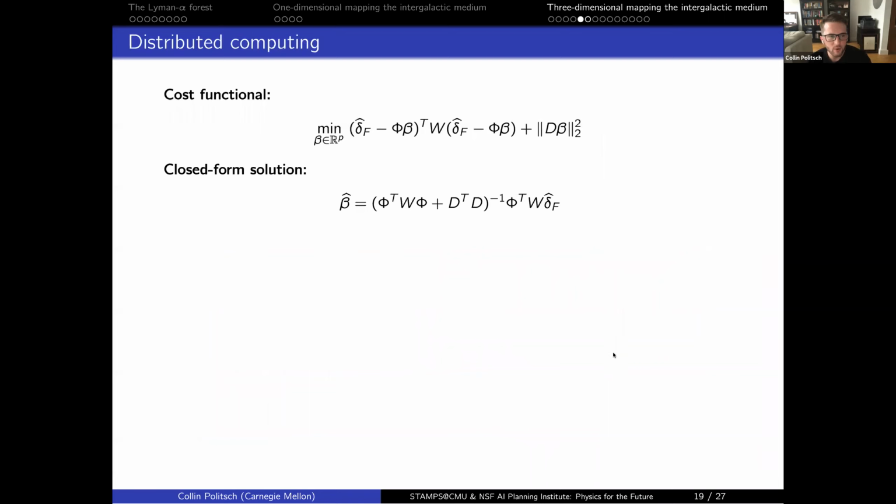I should have mentioned that right here, even though we have this closed form solution, we have these compactly supported radial basis functions. And so phi is a very sparse regression matrix. W is the diagonal weighting matrix. And so phi transpose W phi is a very sparse matrix. And then D is the spatial penalty, a differencing penalty.